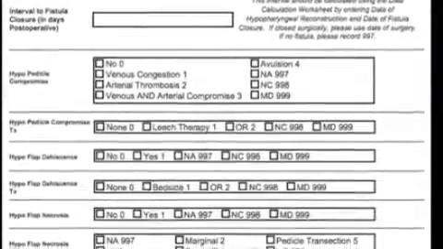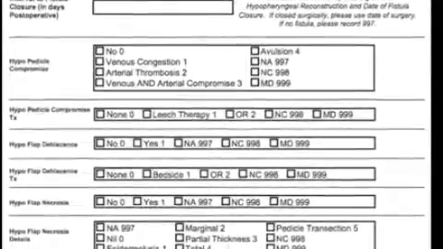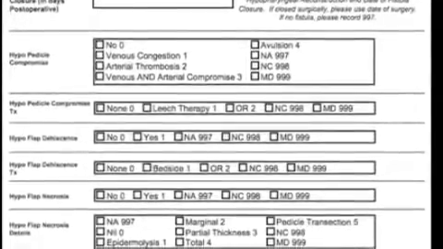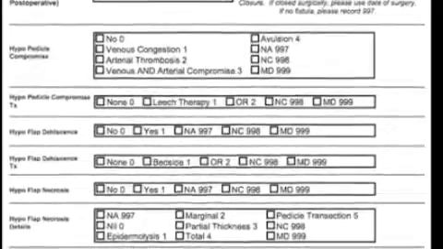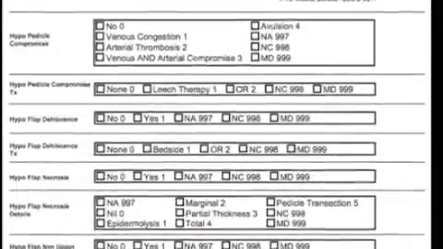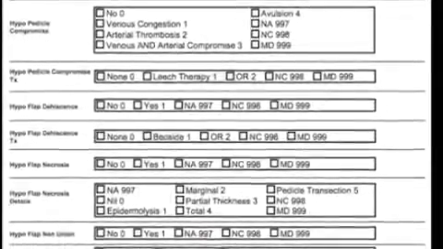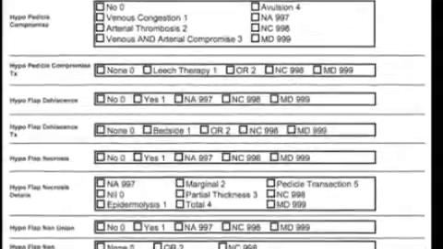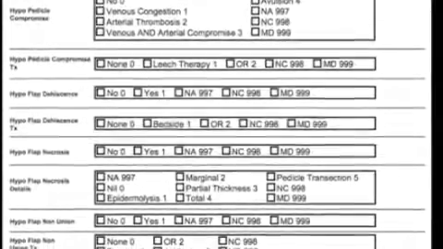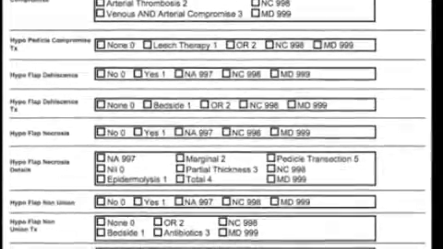After this, there are specific complication fields for flaps used in hypopharyngeal reconstruction. If a patient did not have a flap for hypopharyngeal reconstruction, please select not applicable for these fields. If a patient did have a flap for hypopharyngeal reconstruction but did not suffer from a specific complication, please record no or none for the treatment of that specific complication.